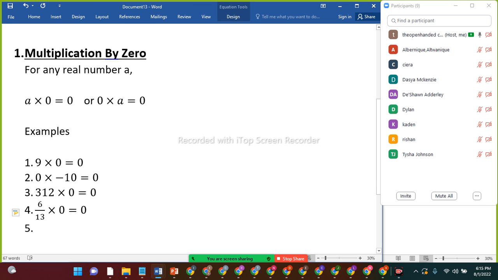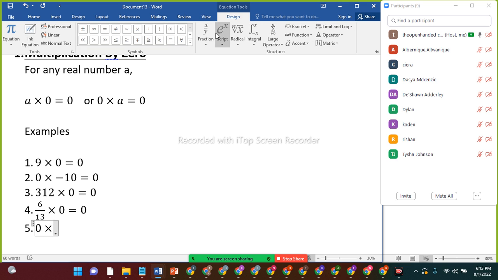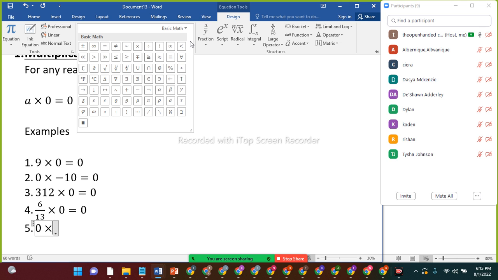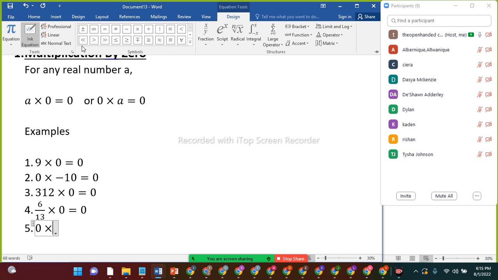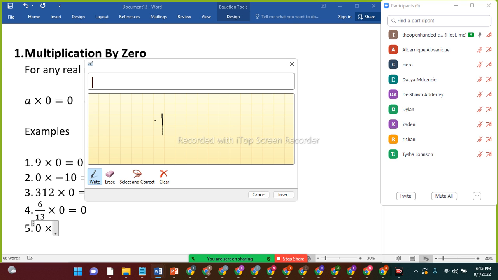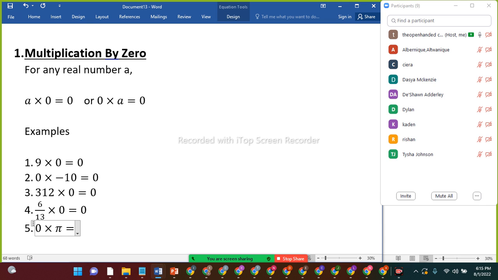All right, and this one is an interesting one. Who wants to take this one? It's a little challenging. All right, you're going to take it? Okay. What if I have 0 multiplied by pi? What does that give me?